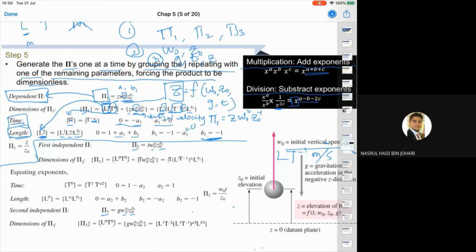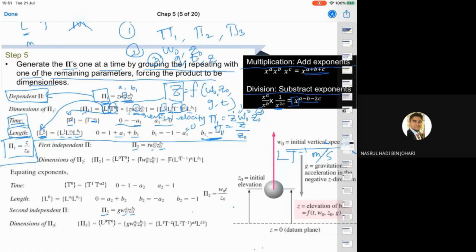So you do the analysis. Remember, whenever W naught power of 0, that means equal to 1. So this one equal to 1. So it becomes Z, because Z still ada ni, power of 1 kan, over Z naught, because power of minus 1. So we put it down, it becomes like this, exactly same. So pi 1 is equal to Z over Z naught.